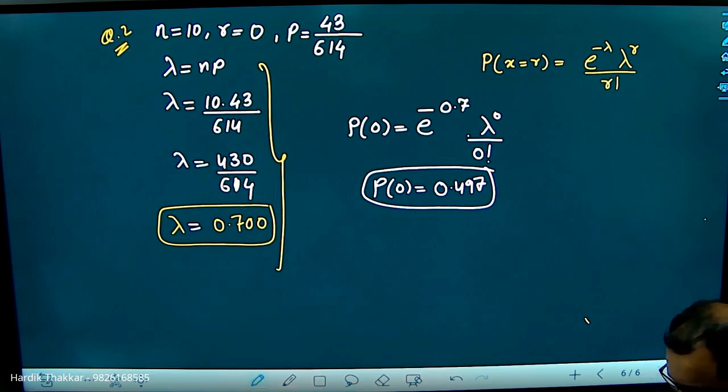Okay, so further you can try the questions based on this formula only. Try to solve all other questions and ask the doubts in the next class.